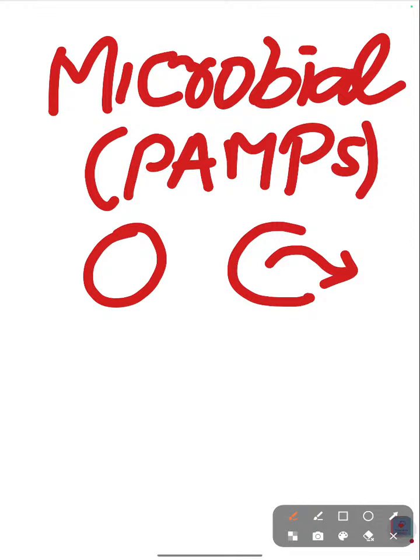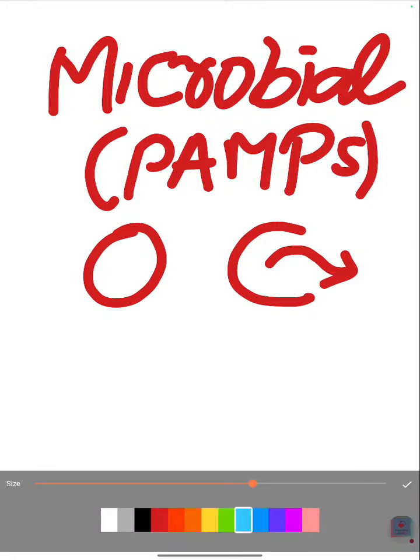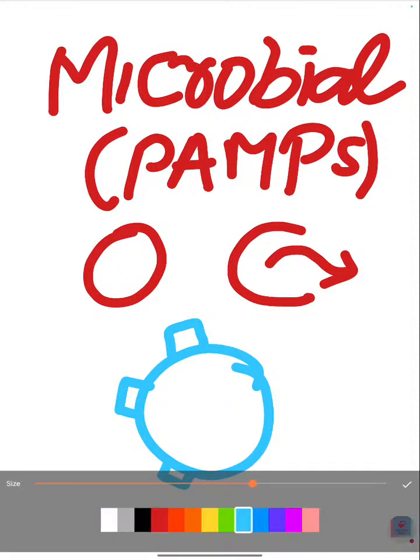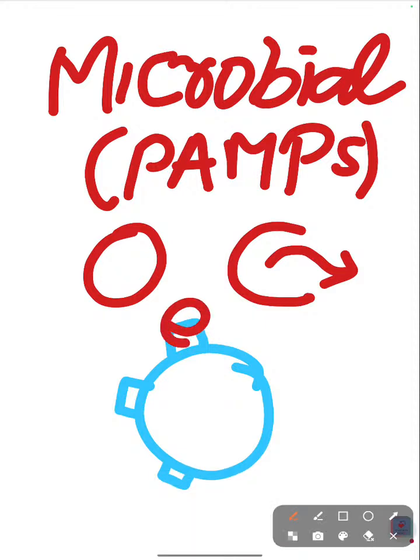These are recognized by pattern recognition receptors on the surface of the monocytes. So we have a monocyte here. What will they do? They will recognize the receptors on the surface of monocytes, macrophages, neutrophils. These are the toll-like receptors, which bind to bacterial products. The bacterial products will bind to the toll-like receptors.